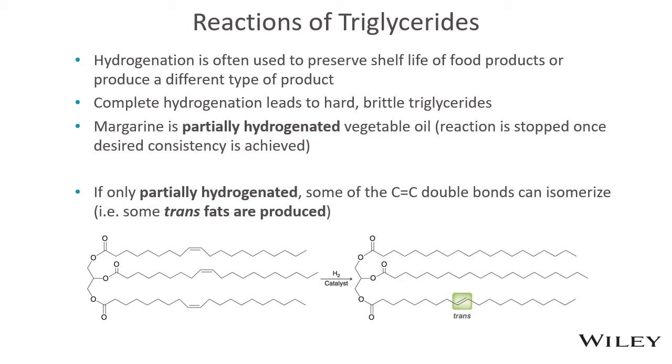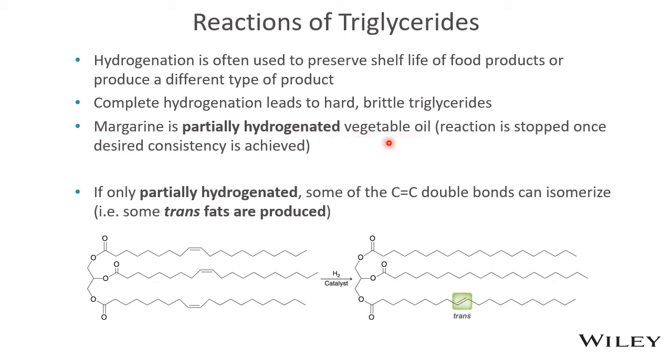Hydrogenation is often used to preserve the shelf life of food products. So essentially, we are preventing autooxidation from occurring. It can also be used to produce a different type of product. However, complete hydrogenation of a triglyceride can often lead to hard or brittle triglycerides, which is not ideal in a manufacturing setting. So, for example, margarine is partially hydrogenated, and margarine specifically is partially hydrogenated vegetable oil.